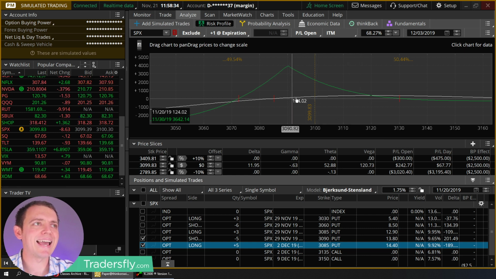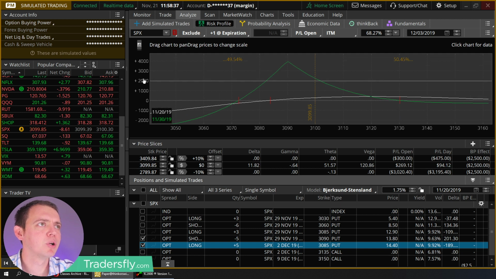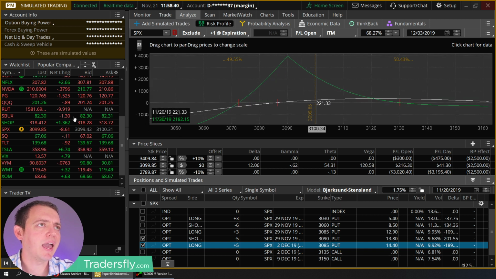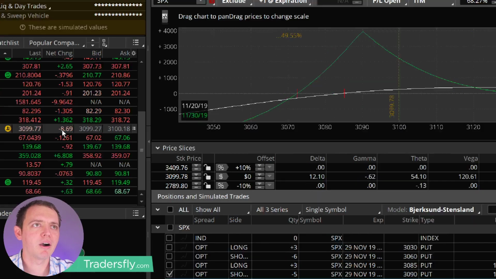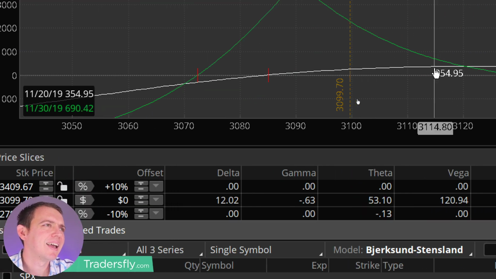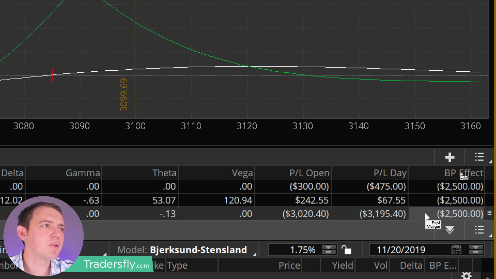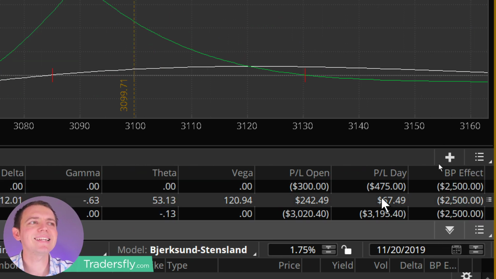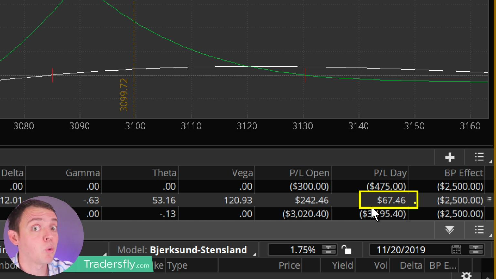So this is a diagonal, and with a diagonal, you can see it's kind of bullish, right? It's a bullish position. And if you look at the market, we are down 8 points, almost 9 points. And it's like, hey, what in the world is going on? Because I'm profitable today, $67. So if you take a look at this position right here, it's profitable $67 today, even though we're down quite a lot, right? When you think about it, we're actually down quite a lot.